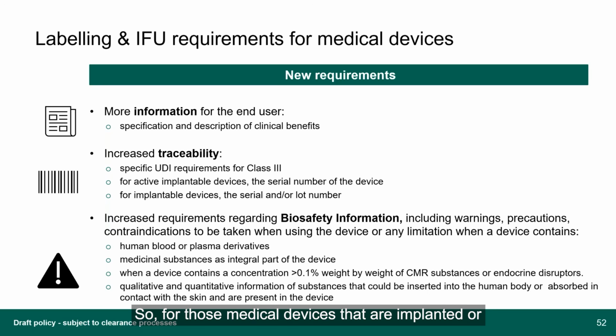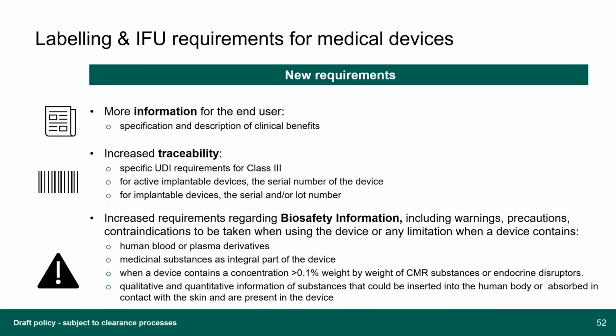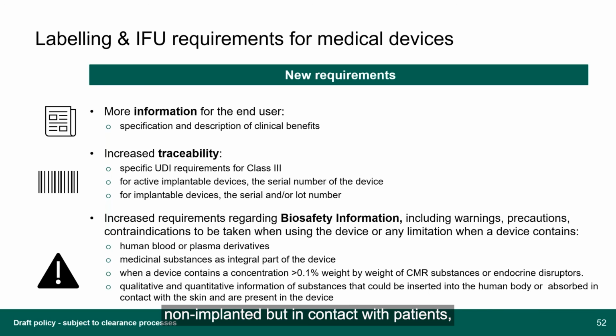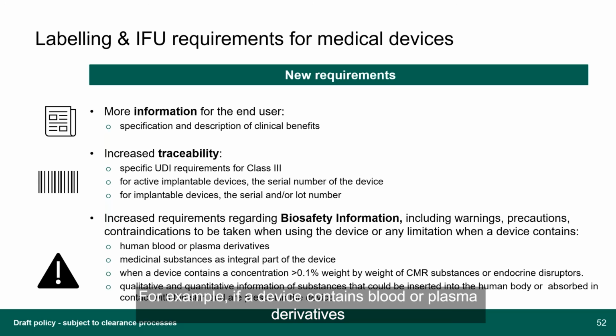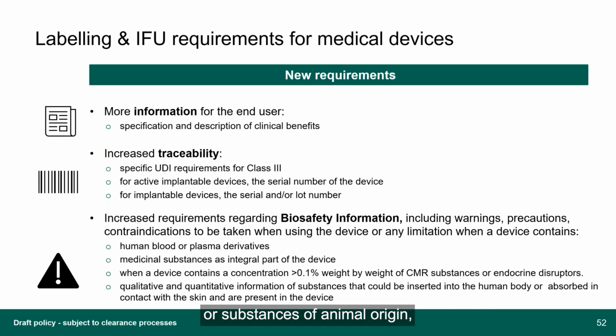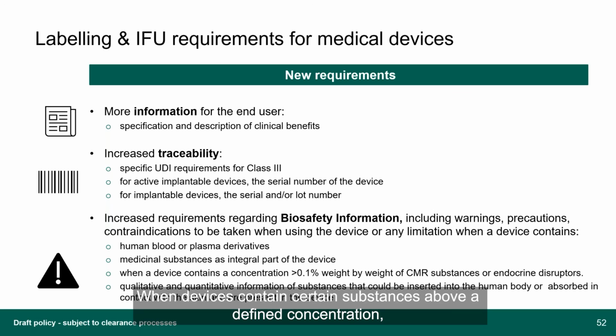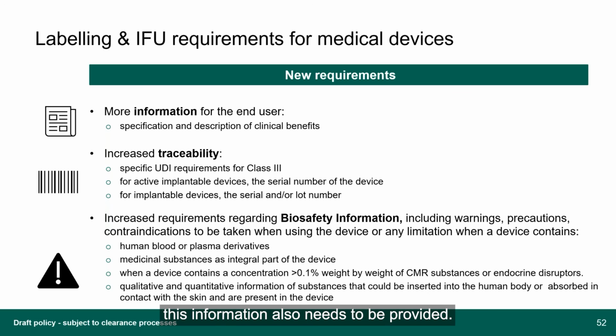So for those medical devices that are implanted or non-implanted but in contact with patients, manufacturers will have to provide biosafety information to users. So for example, if a device contains blood or plasma derivatives or substances of animal origin, this will need to be indicated. When devices contain certain substances above a defined concentration, this information also needs to be provided.